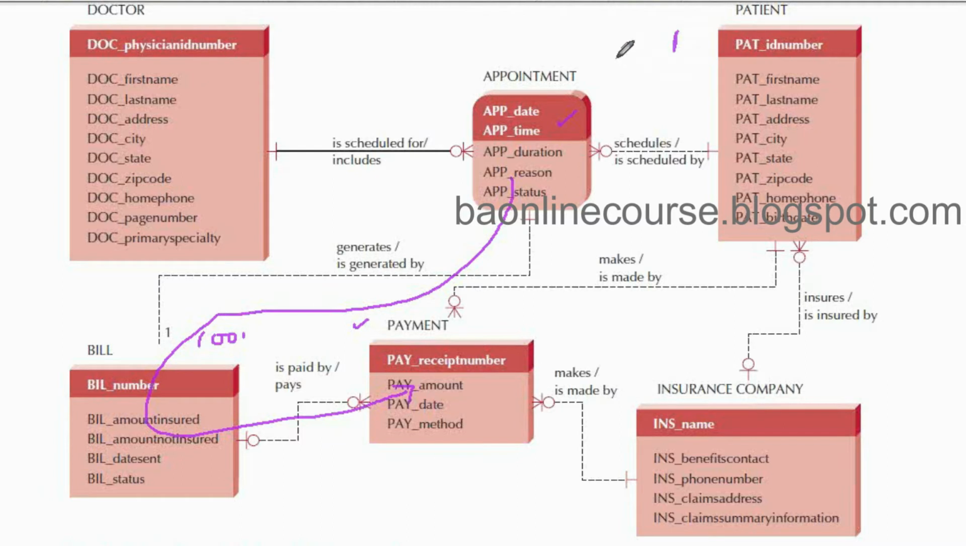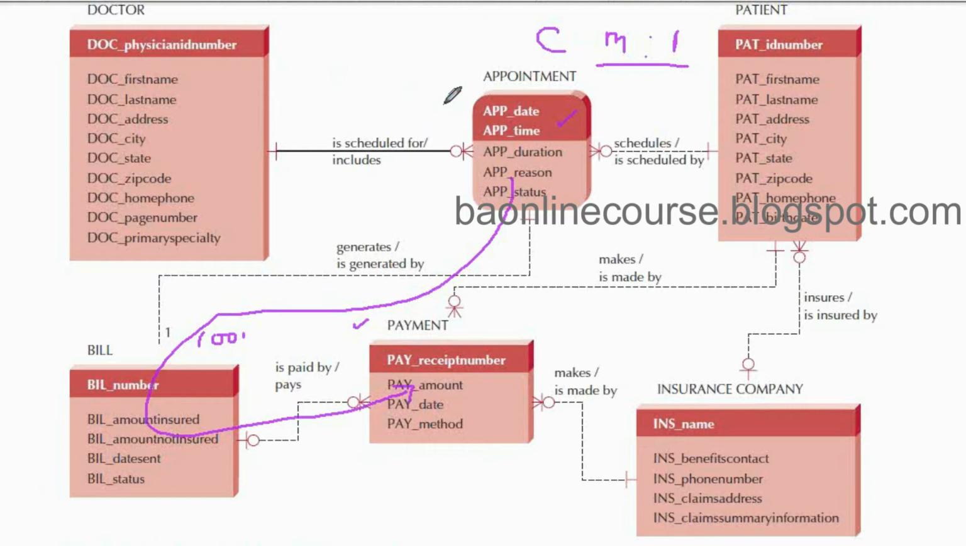But can one patient have multiple appointments? Yes, it's quite obvious. A patient can visit multiple times, and every time he needs to take an appointment. So what it means is a patient can have multiple appointments, but an appointment can have only one patient. So we are figuring out how they are related to one another. This is called cardinality.